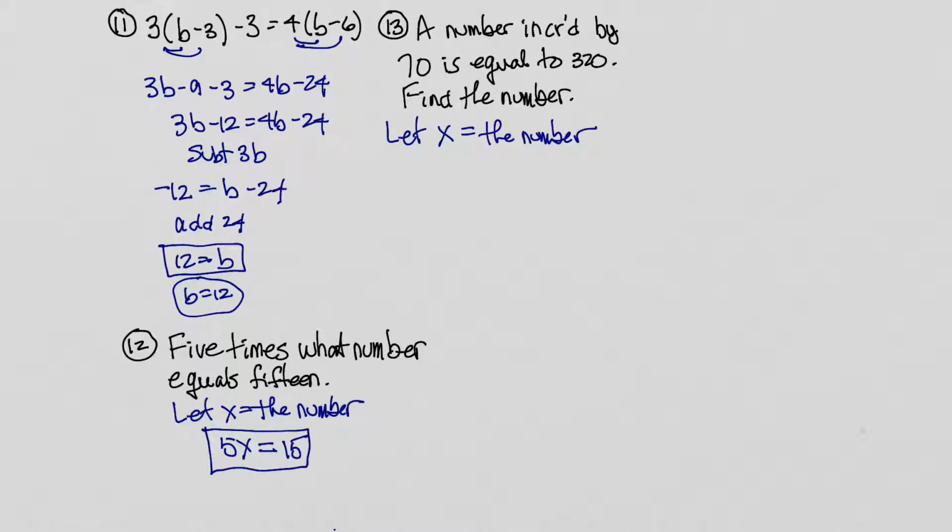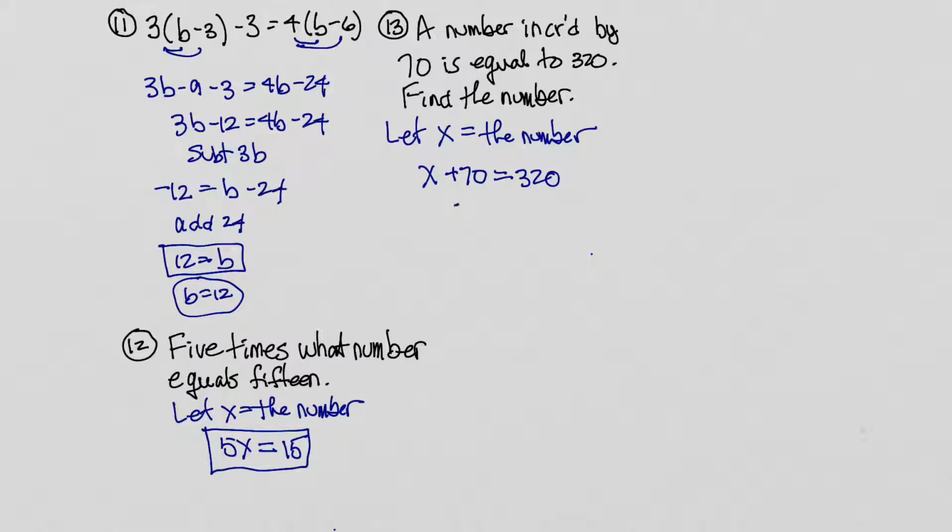And now I'm going to read and pretty much write what I read. It says a number is increased by 70. So I'm going to start with the number. I'm going to increase it by 70. So to me, that means I'm going to add 70. And then is equal to, that's an equal sign, 320. Okay, there's our equation.